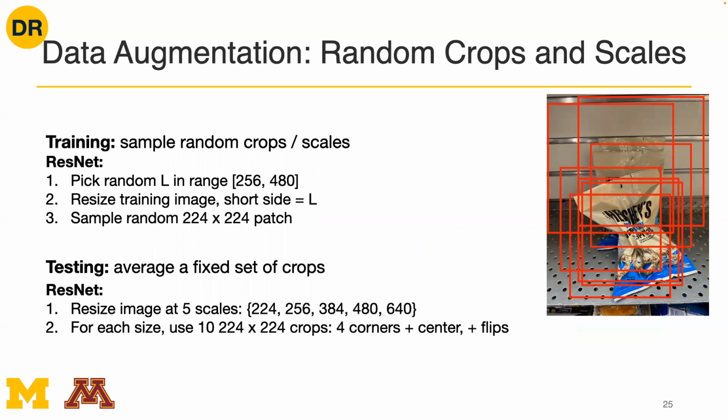Another common technique for data augmentation is randomly cropping and randomly scaling the image. This was used, for example, by the ResNet architecture. During training, you pick some random size L from some constrained range relating to one of the dimensions of the image. You resize the training image according to that random size, then crop a square patch from that scaled version of the image, and then rescale it to be a constant input size, like 224 by 224.